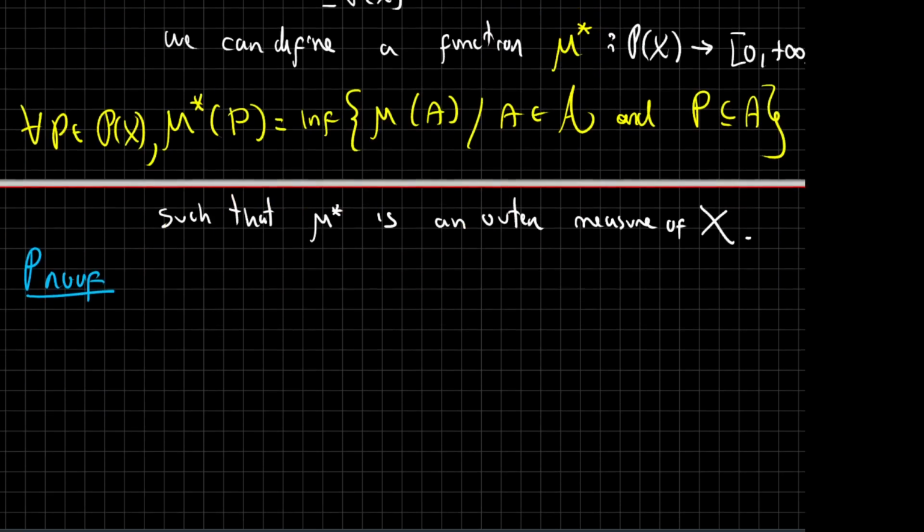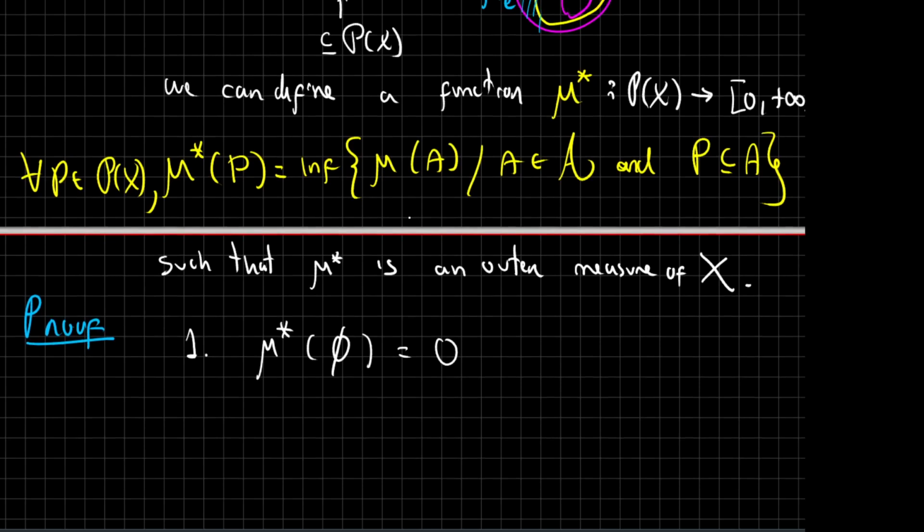So let's begin. The first step will be clearly to prove that the definition is well-posed. We will start with the first thing that we will make sure of, which is that the outer measure, the function mu star on the empty set, is equal to 0.